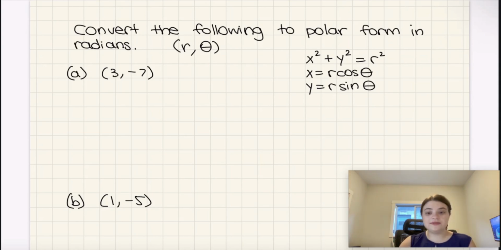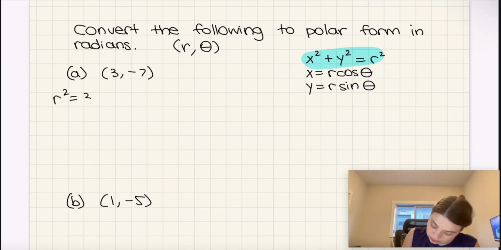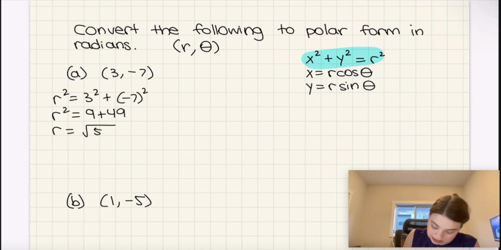So how can we find the radius first off? Well, we can use this equation over here, that x squared plus y squared is equal to r squared, and then we can take the square root of both sides to solve for r, to get the first part of our polar coordinates. For this one, r squared is equal to 3 squared plus negative 7 squared. That means r squared is equal to 9 plus 49, so r is equal to the square root of 58 in this case. And so there we go.